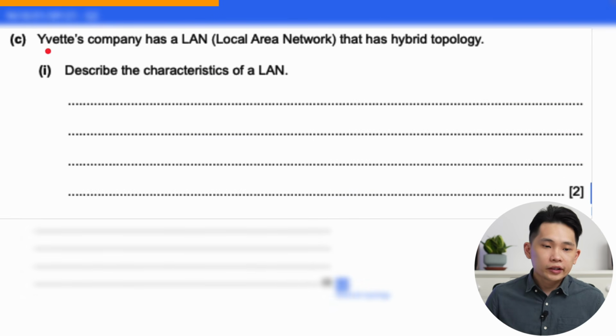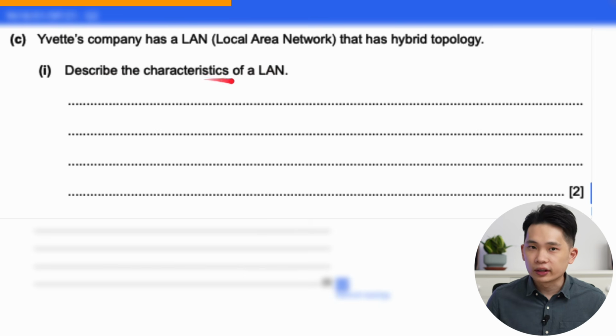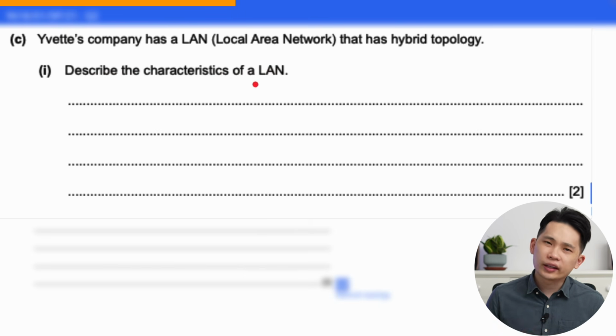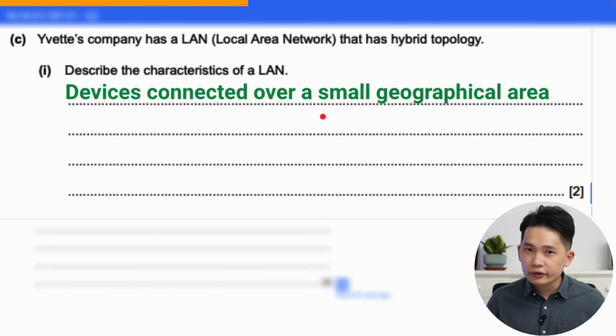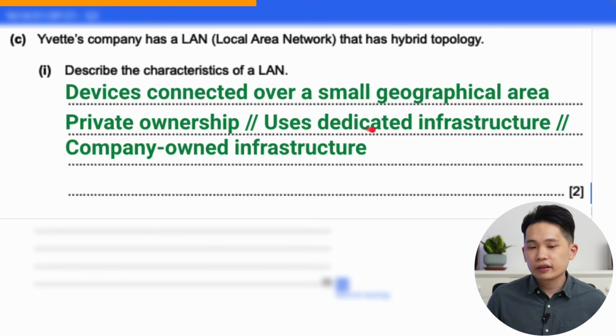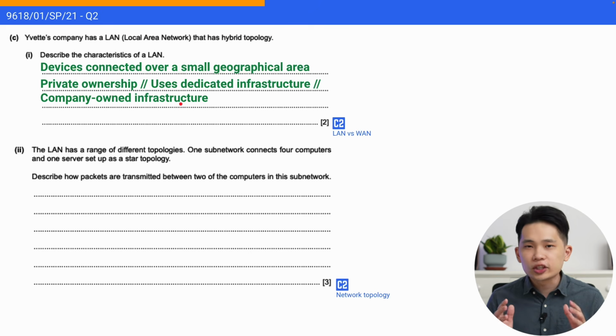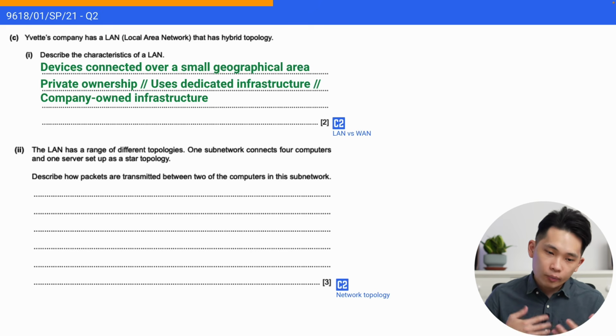For C, a US company has a LAN, local area network, that has hybrid topology. Describe the characteristics of a LAN. As you know, we mainly use LAN in our home, school, or office building. So we can write devices connected over a small geographical area. And then we can write things like private ownership, users' dedicated infrastructure, or company-owned infrastructure. Basically, just remember that LAN is for private network, and then we can elaborate accordingly.